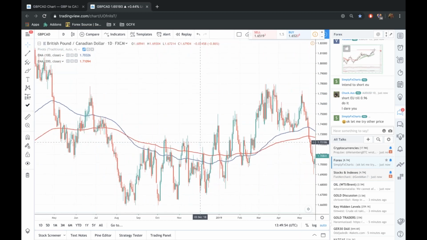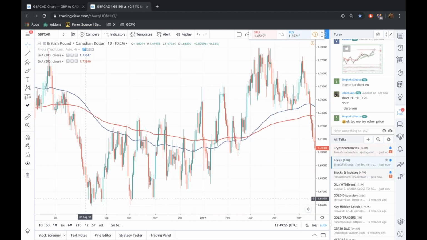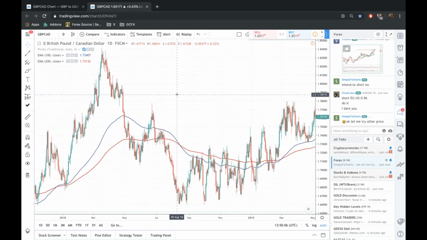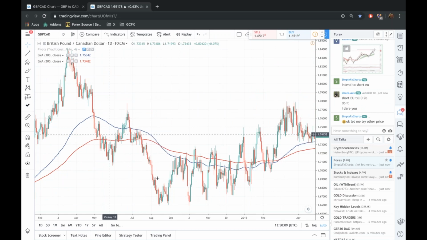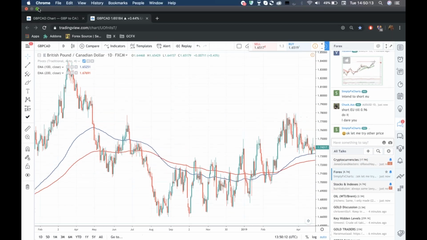So when you get into key support levels, take profit. Key overhead resistance, take profit. Don't make the mistake that beginner traders make of not booking their profit. As soon as you're into a decent level, just take your profit, take it off the table, and go and look for the next opportunity.